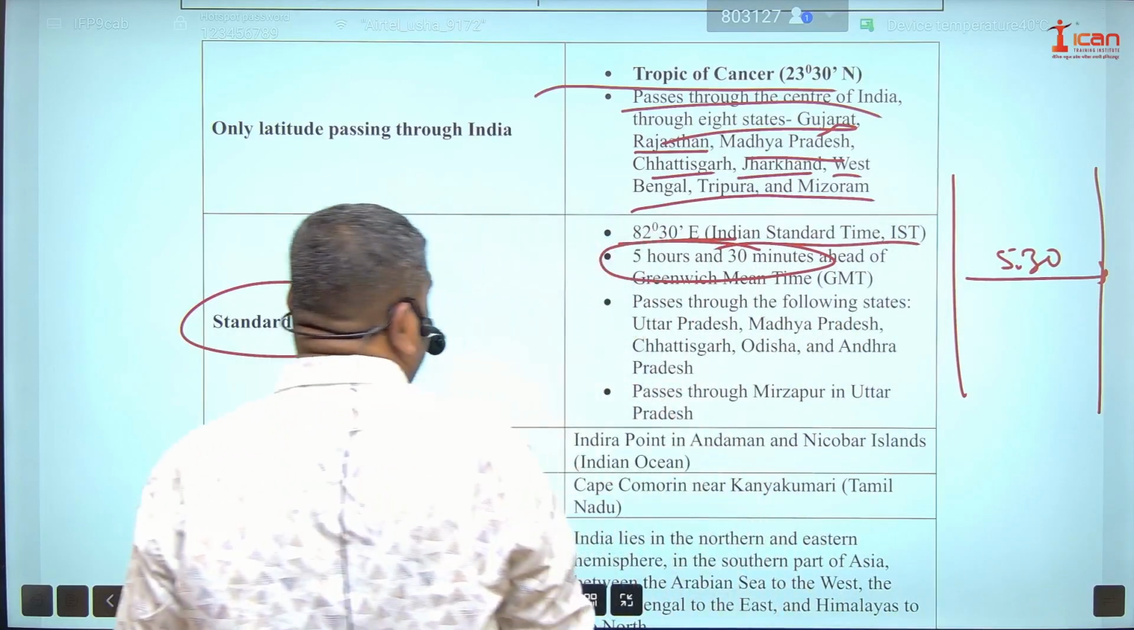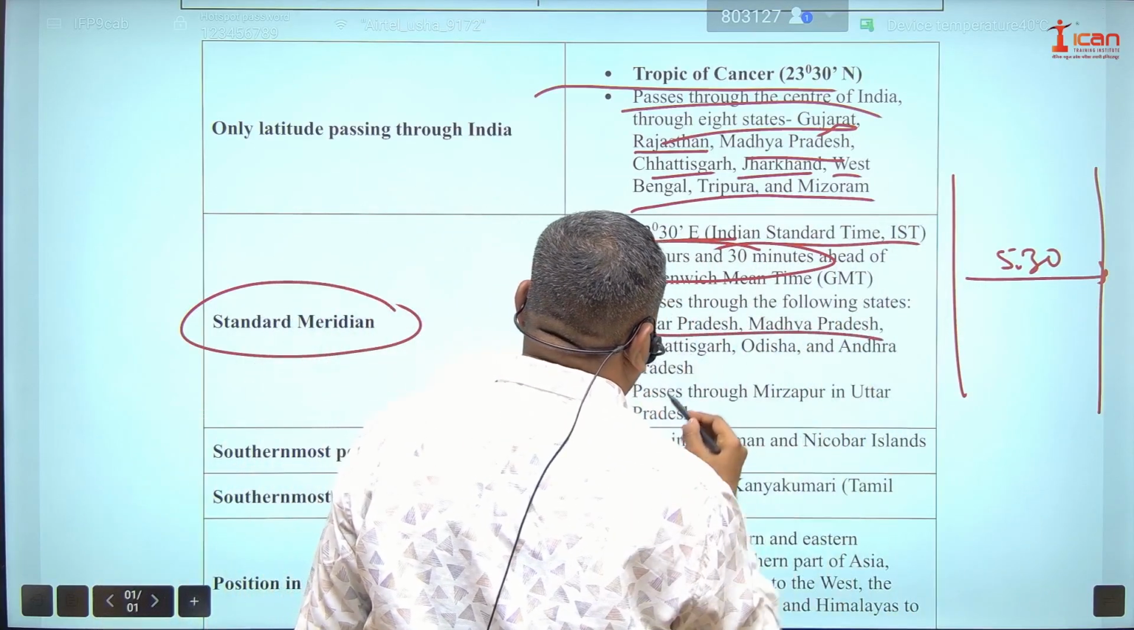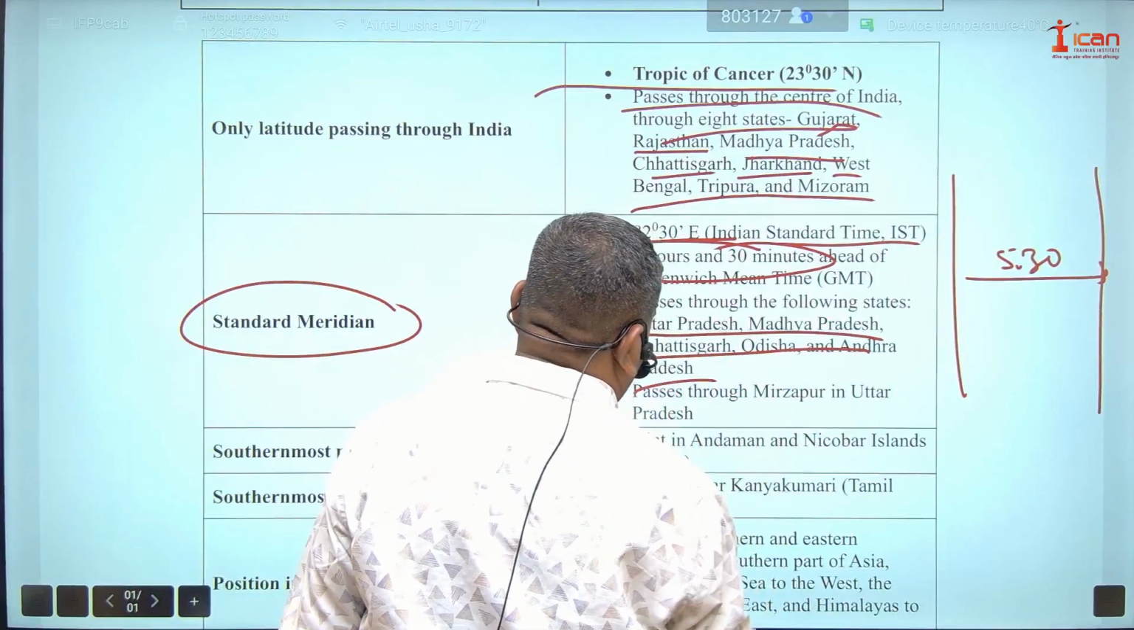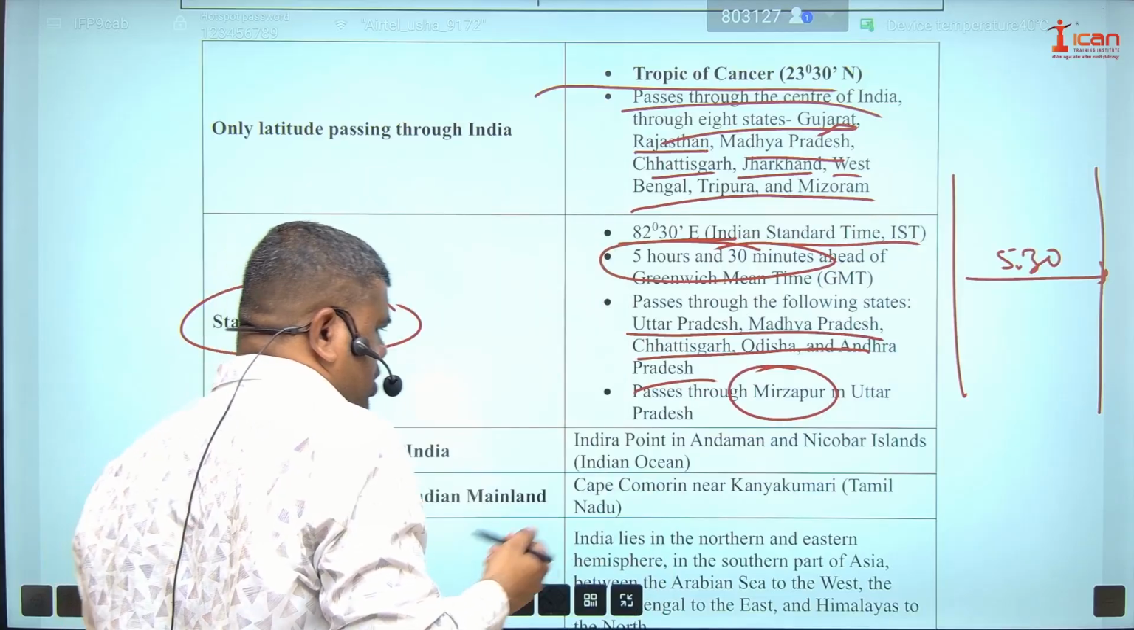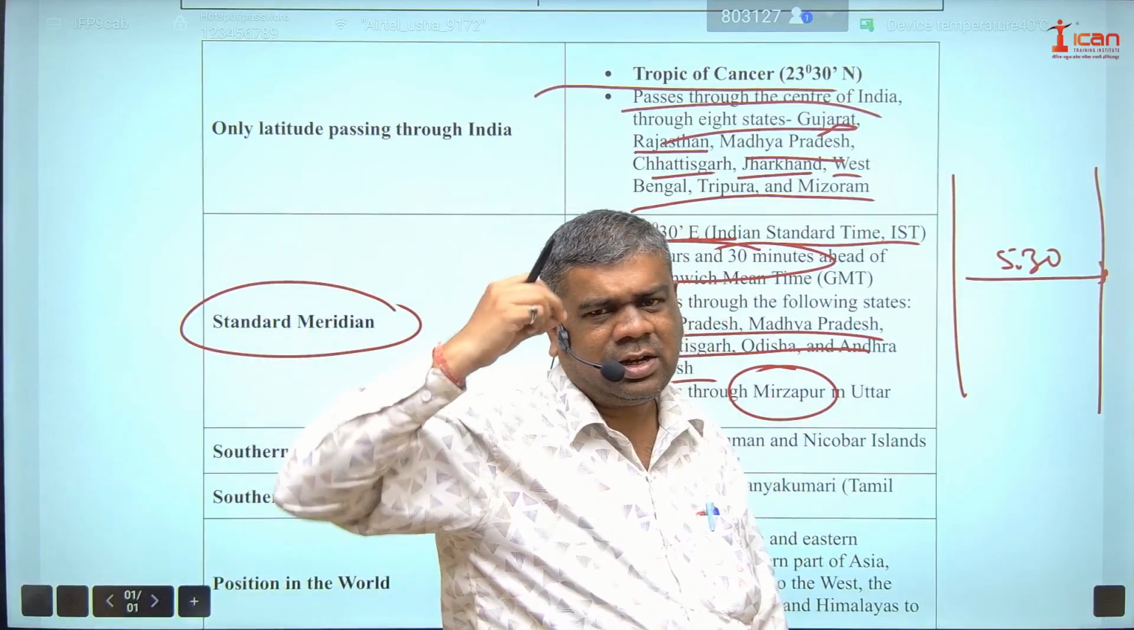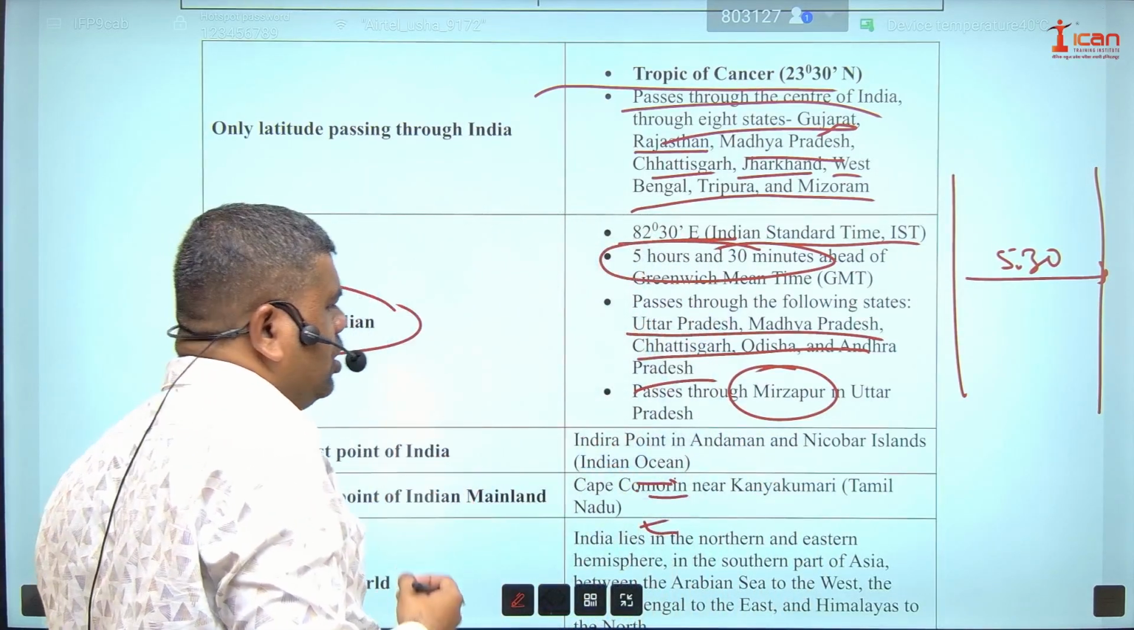Now the standard meridian passes through Uttar Pradesh, Madhya Pradesh, Chhattisgarh, Odisha, and Andhra Pradesh, and also it is located at the town of Mirzapur in Uttar Pradesh. So in Mirzapur, that standard meridian or that calculation is done.